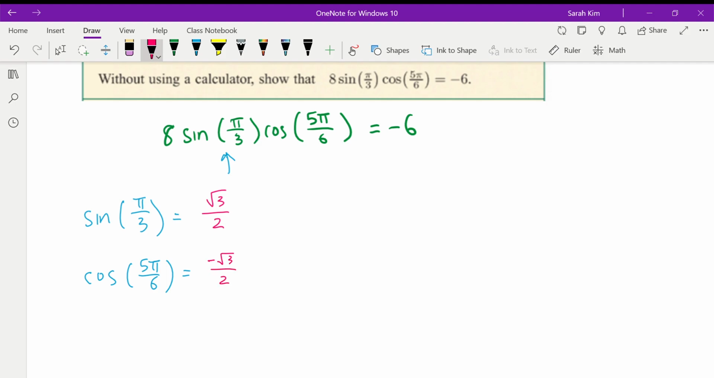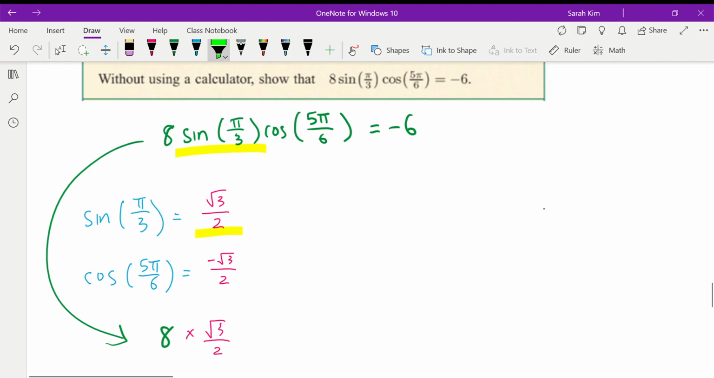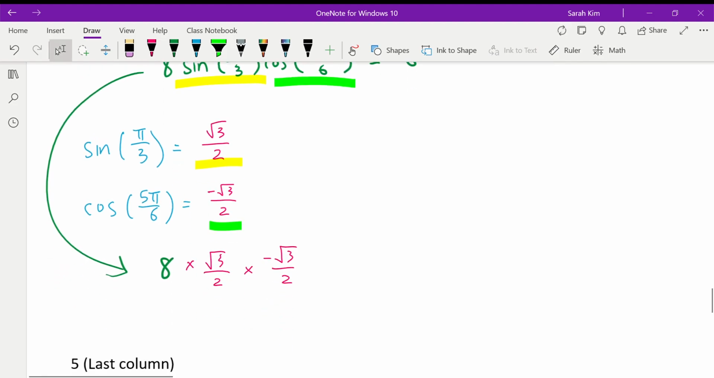So now all I have to do is substitute it back in. I'm going to rewrite this over here. So I've got 8. Instead of writing sine pi over 3, I'm going to replace it with this answer, so I've got times square root 3 over 2. And then I've got my cos answer, so I've got negative square root 3 over 2. Alright, so if I figure this out, I get 8 times, using it without a calculator. So hopefully I know how to times these together.